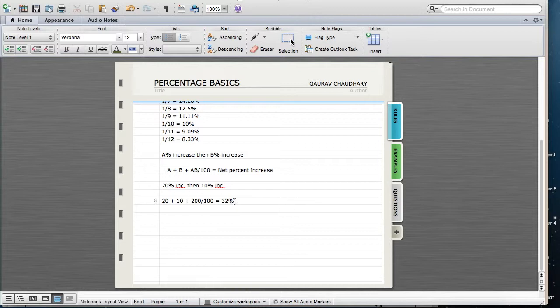The question can be, if the length of a rectangle is increased by 20% and the breadth is increased by 10%, find the net percent increase in the area of the rectangle. We'll use the same formula a plus b plus ab upon 100 to find the net percent increase in the area. So the net percent increase in the area is 32%.